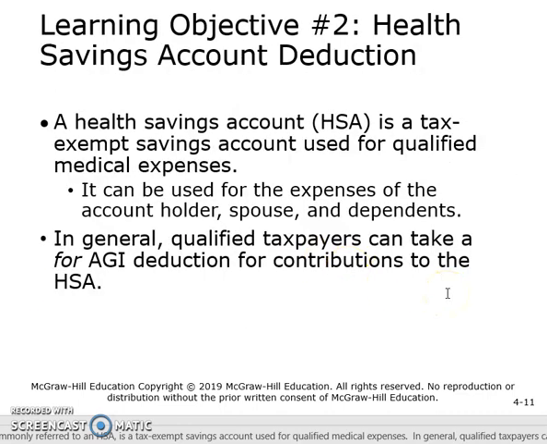So next we're going to talk about HSA accounts. A health savings account is a tax-exempt savings account that is used for qualified medical expenses. This can be used for the expenses of the account holder, spouse, and their dependents. In general, qualified taxpayers can take a for-AGI deduction for contributions to the HSA.